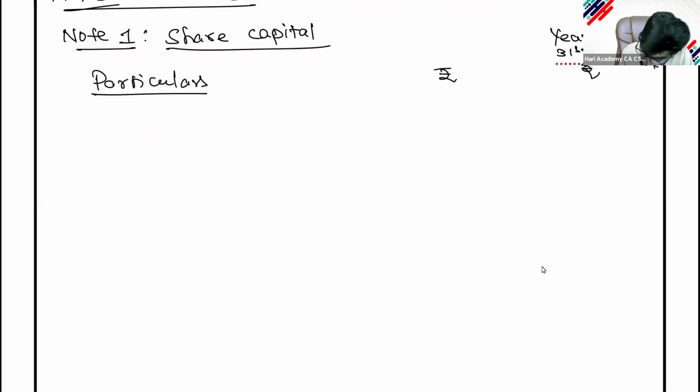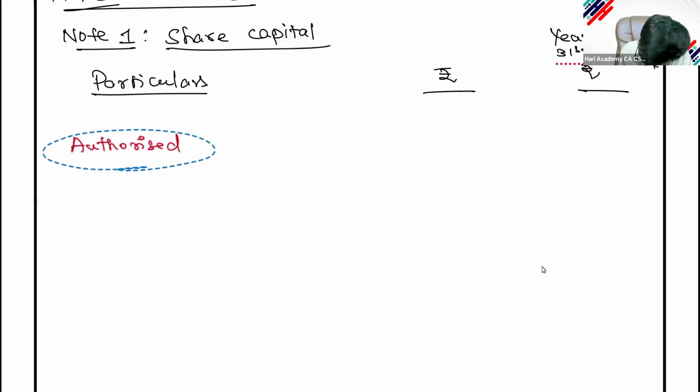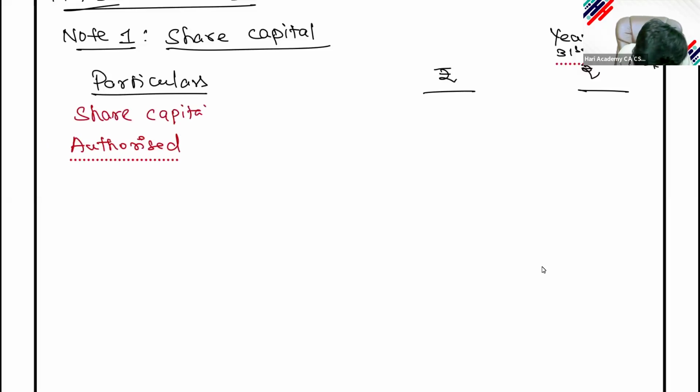Once you write particulars, again you can give a heading share capital, or you can directly start with authorized share capital, since you are given share capital. If you feel you cannot start with authorized share capital, you can start with share capital, and then write authorized capital. Because you have already written share capital at the top, you will simply write authorized capital.